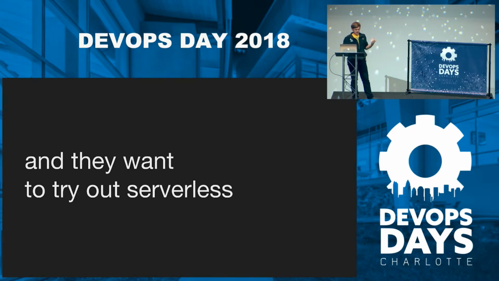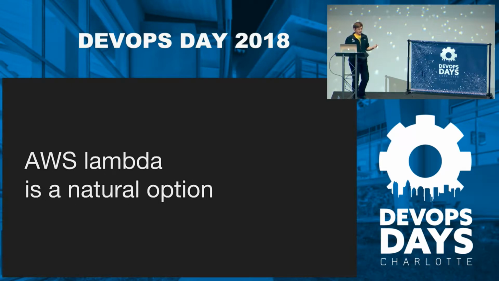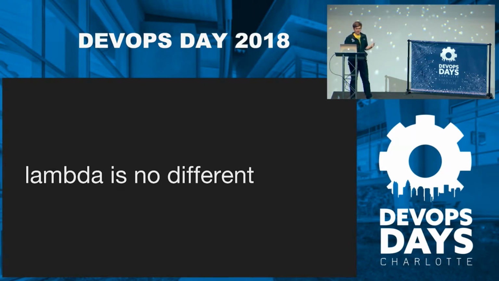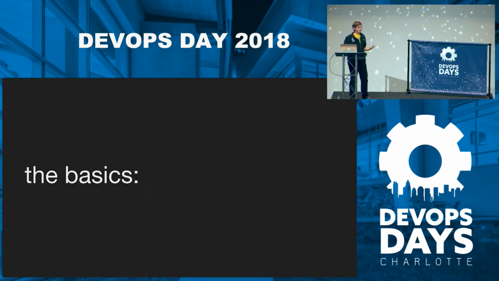You run everything in AWS now, and because of that, you know that AWS Lambda is a natural option because that's their platform for this. You also know that everything in AWS comes some assembly required, and I'm here to tell you that Lambda is no different. So given that information, how do you proceed? What sorts of things do you need to build? Throughout the rest of this time, I'll outline some of this stuff, and we'll talk about different tools that you can use to do these things. Well, let's start with the basics.